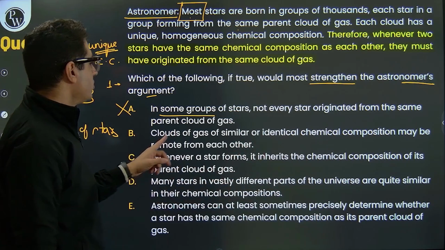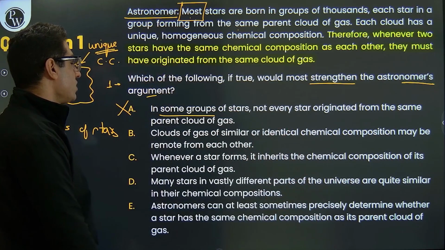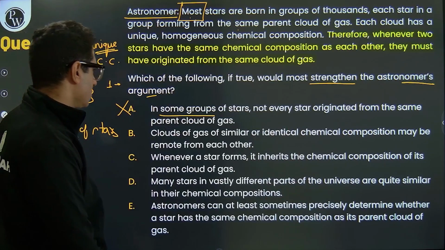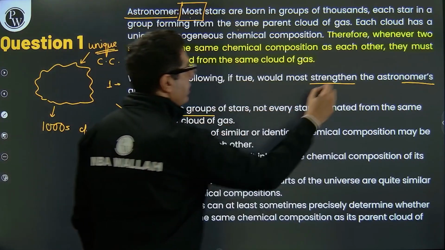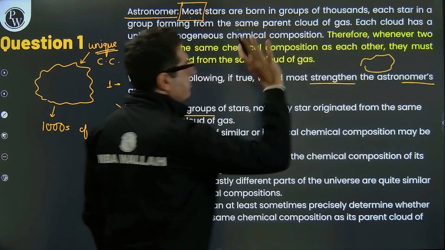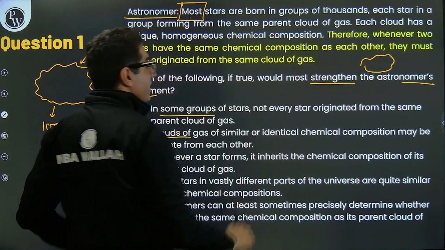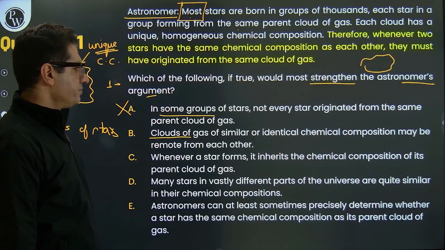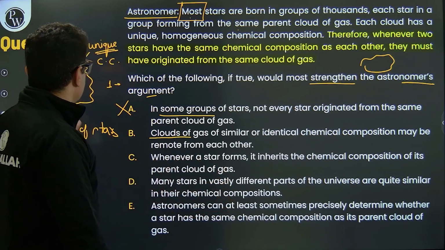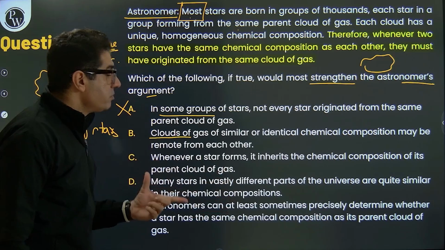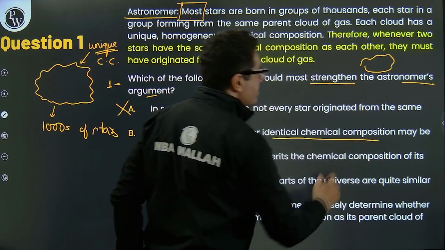B, clouds of gas of similar or identical chemical composition may be remote from each other. Okay. So we are now talking about multiple clouds. So let's say there are two clouds. This is one cloud and here is another one, which is far away. Now we are saying that these happen to have similar or identical chemical compositions, and they may be remote from each other. So the key thing here is that it is possible for us to have two different clouds that have identical chemical composition.